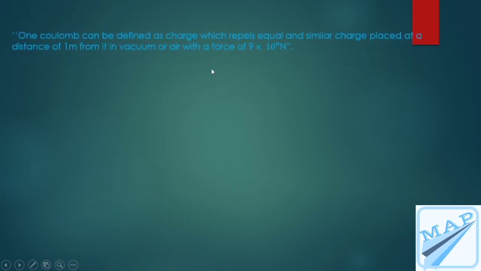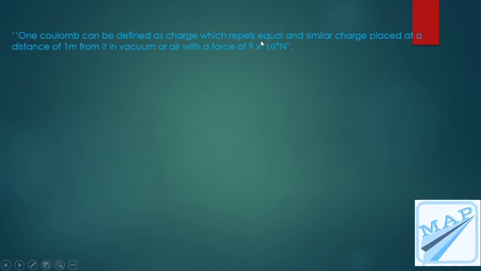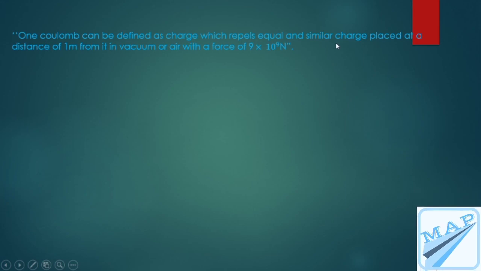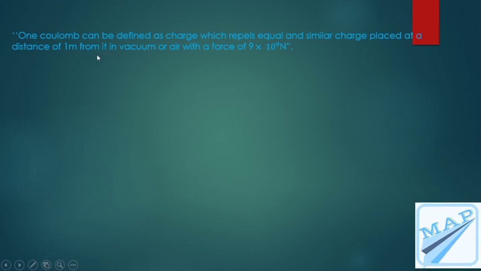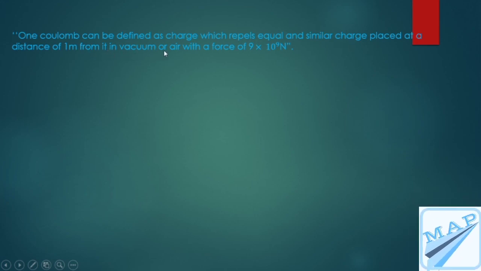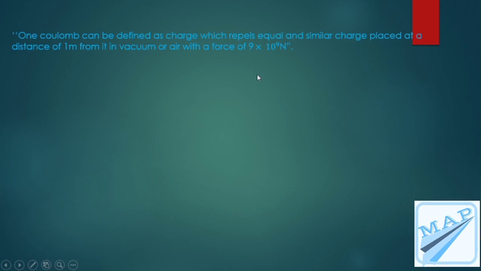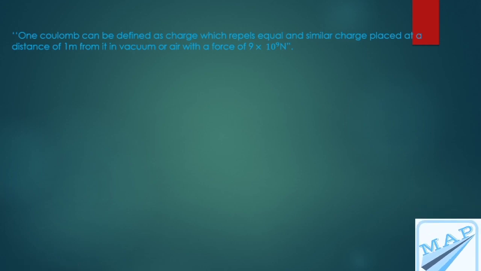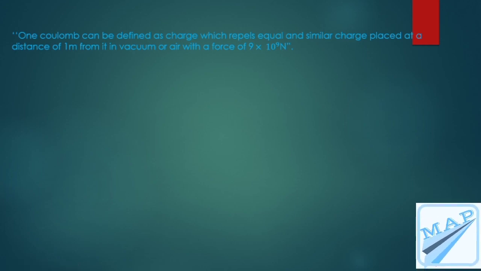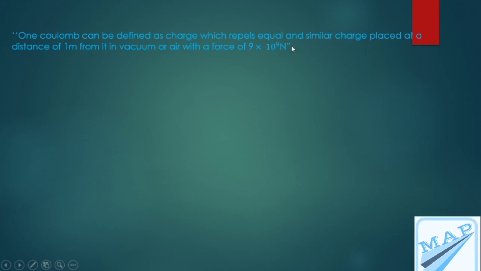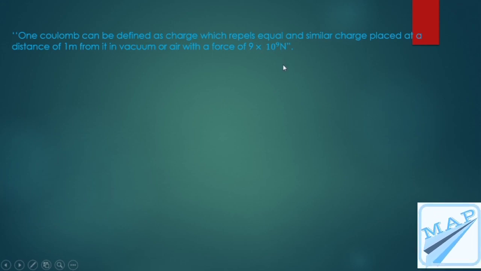You can write this: 1 coulomb can be defined as the charge which repels an equal and similar charge placed at a distance of 1 meter from it in vacuum or air with a force of 9 into 10 to the power 9. This is saying that if we put two point charges in vacuum with a distance of 1 meter between them, then they will experience a force equal to 9 into 10 to the power 9.